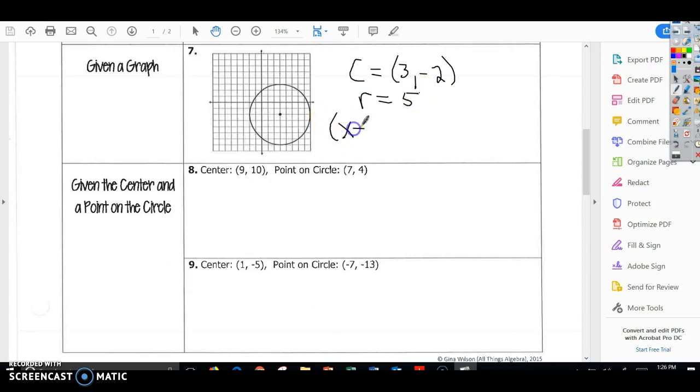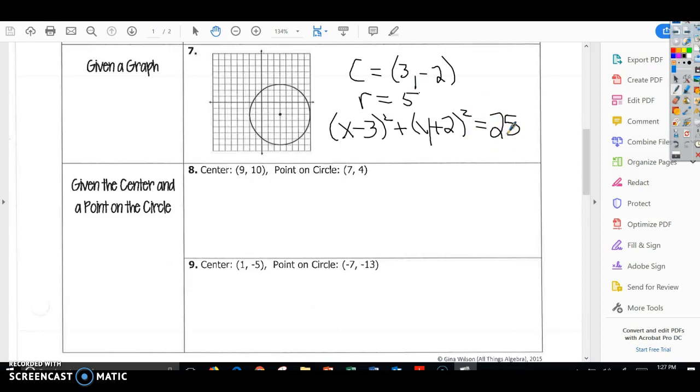So then our equation is exactly the same as our formula before. We're going to have x minus 3, and y minus -2 makes that plus 2. And equals our radius squared, which is 25. Okay?